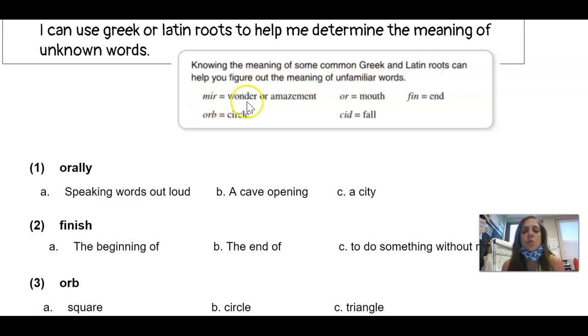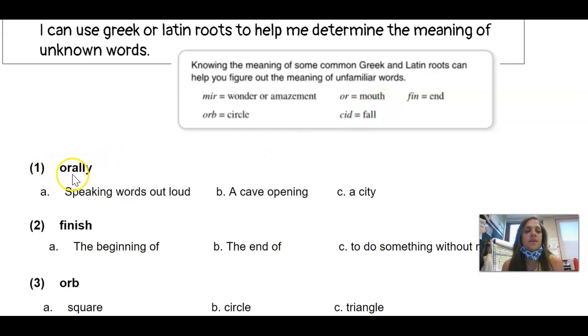Mir equals wonder or amazement. Orb means circle. Or can mean mouth. Cid can mean fall, like an accident. Fin can mean end, like finally.